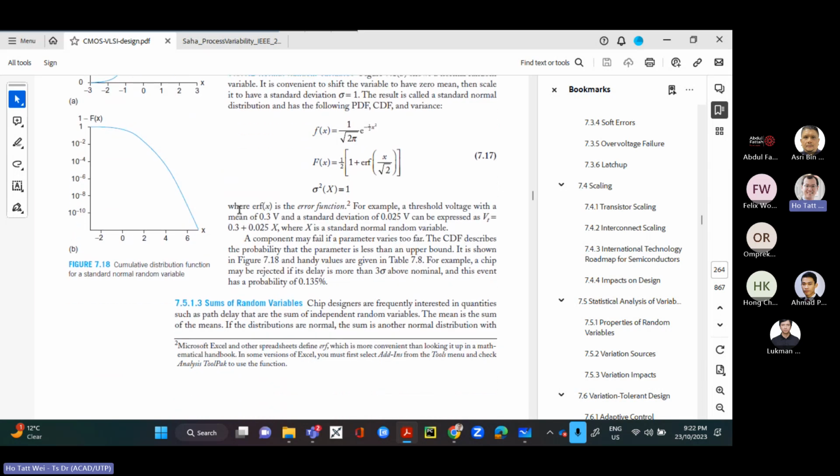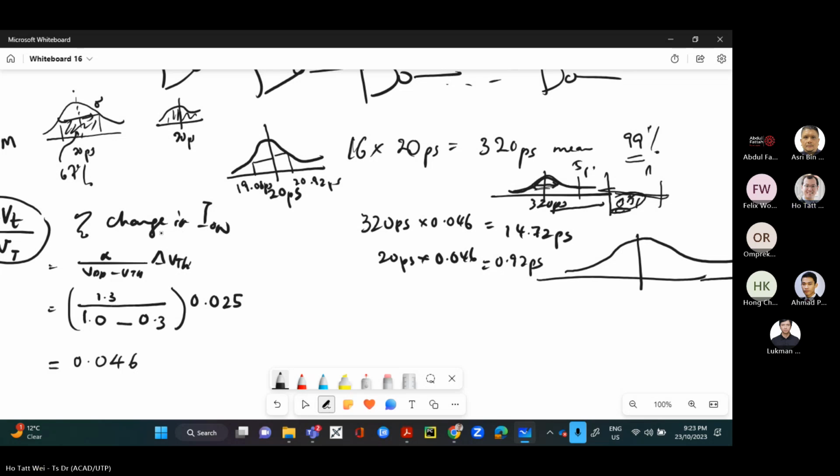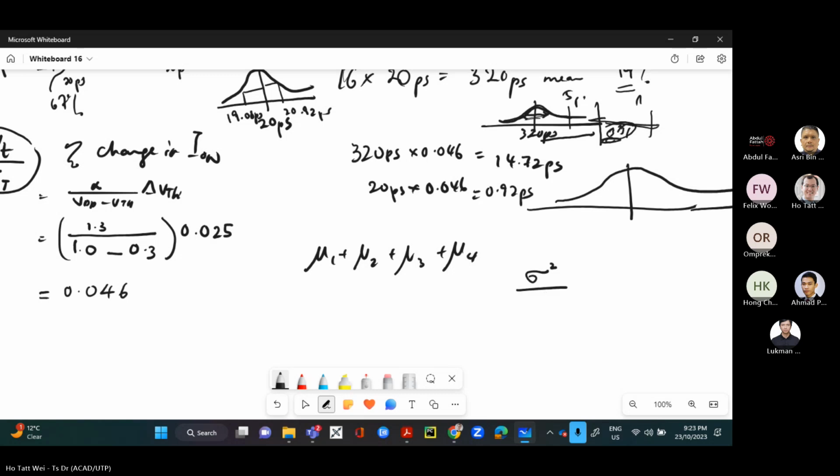When you add random variables together, in this case we want to add this distribution to the distribution of this gate, to the distribution of this gate, to the distribution of this gate, and so on, right? So you want to add random variables together. When you add random variables together, you will add the mean, and the variance is actually reduced by a factor of n, the number of random variables. So the mean is the sum of the random variables. This is the mean of the path, and the variance of the path is the variance of the individual random variables divided by n path.